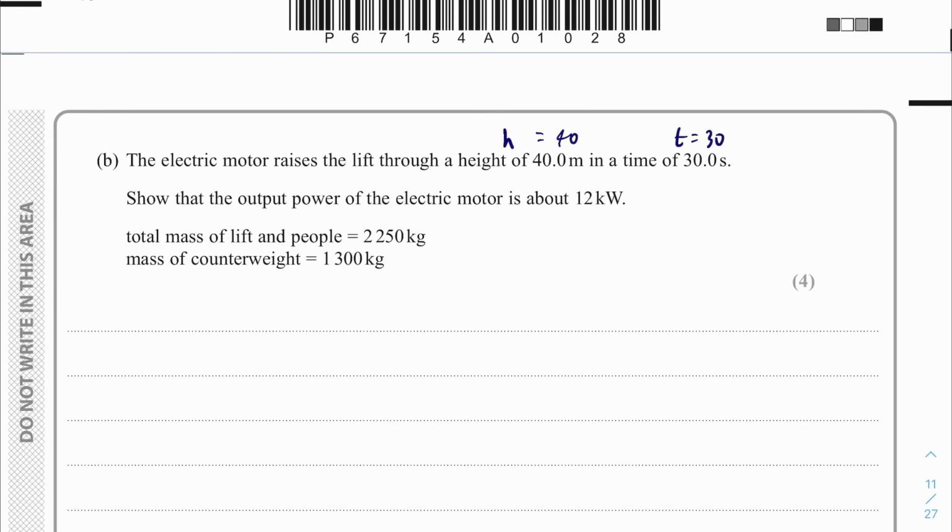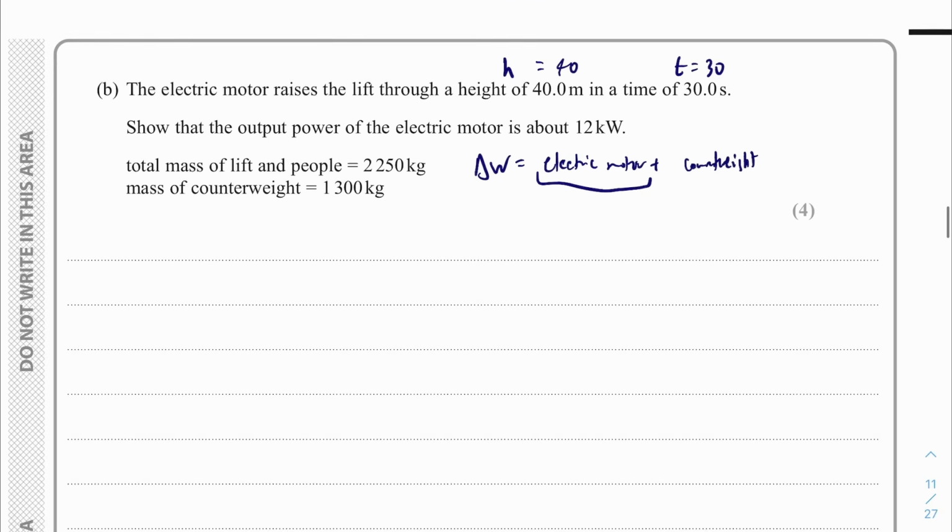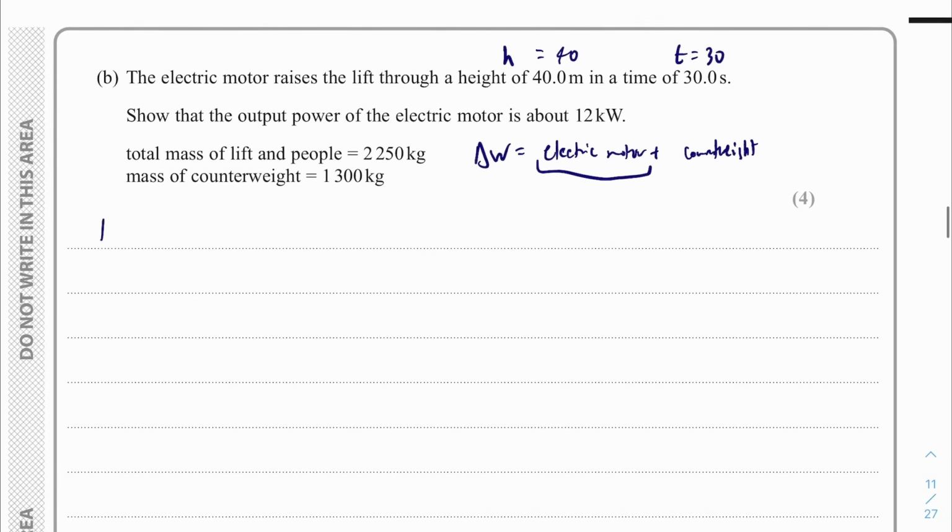We know that the output power of the electric motor, right? We know total work done is electric motor plus counterweight. We're trying to find out only the electric motor. So how do we do this? First we have to find both the counterweight and the lift, don't we? And we subtract them from each other. So let's find the E grav of the counterweight first. This will be mgh.